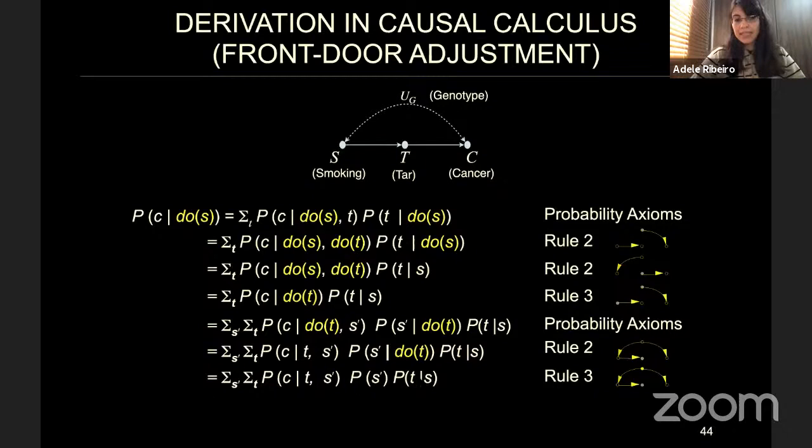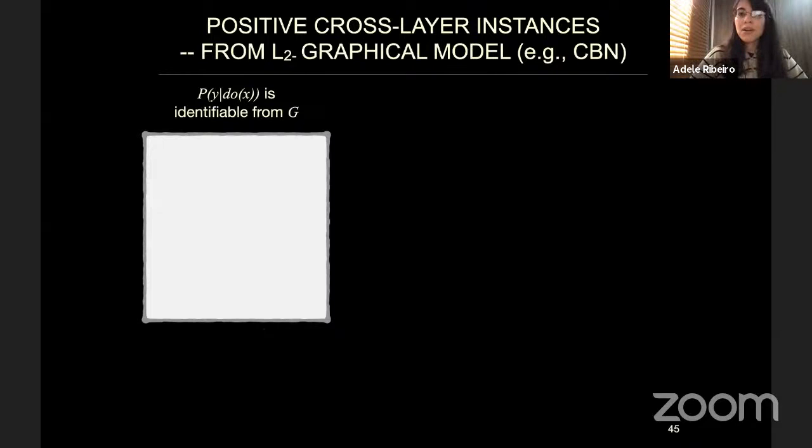You see here, there is no do. So everything that we need here is without the do. So it's the observational distribution. So we can compute the causal effect, or the interventional distribution, just using the observational data. So this is a positive example. This is a positive instance. And when it's positive, we would say that the causal effect is identifiable.